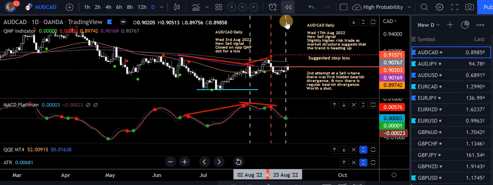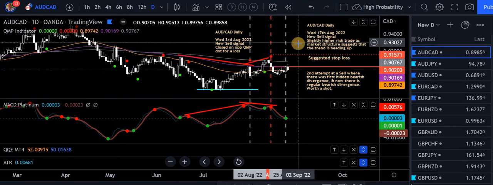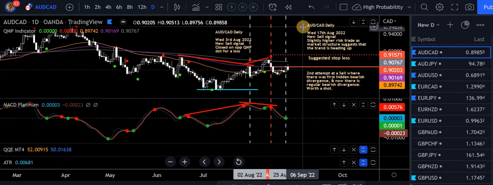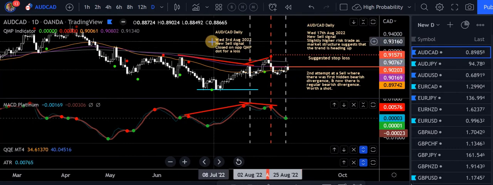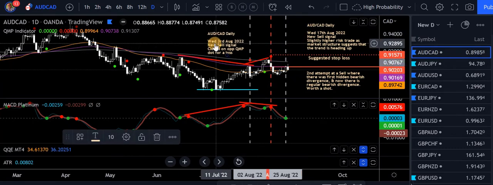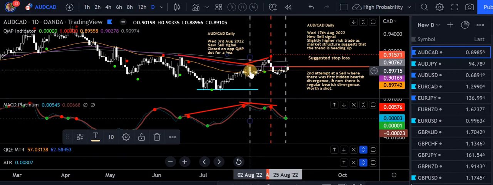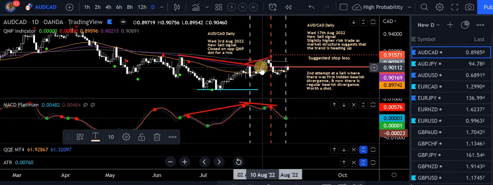So AusCAD, you'll see my notes. Generally, the notes on the right side are the most recent trade. So we had a sell here. You might see some notes relating to a previous trade. So here, on the 3rd of August, we had a sell, and we closed it out on an opposite QMP dot, so for a loss, all right?